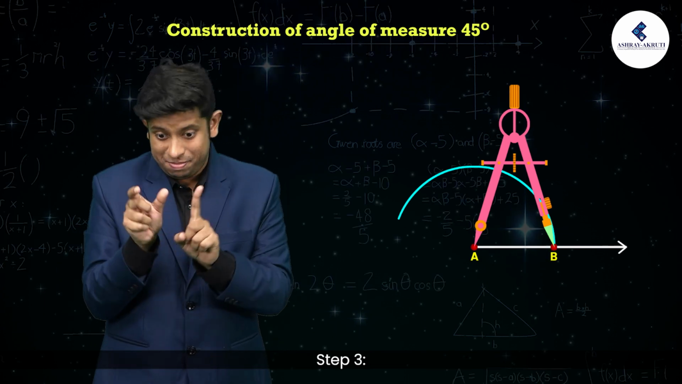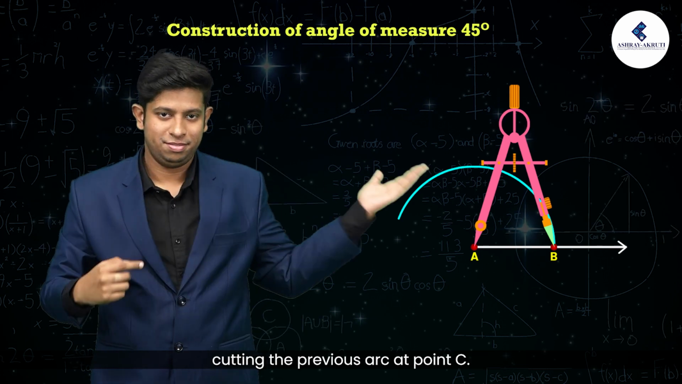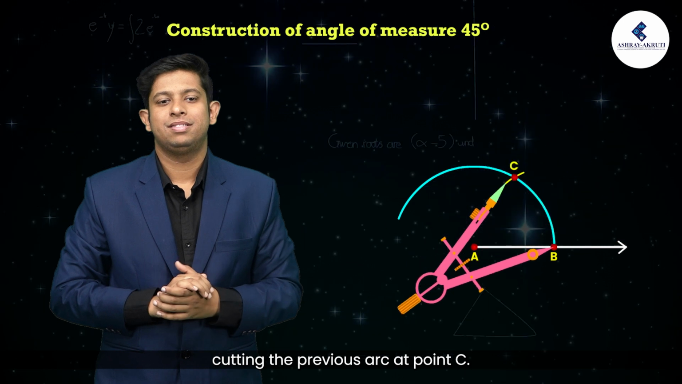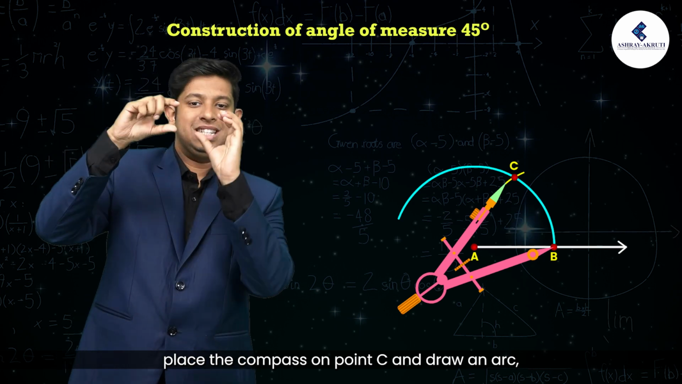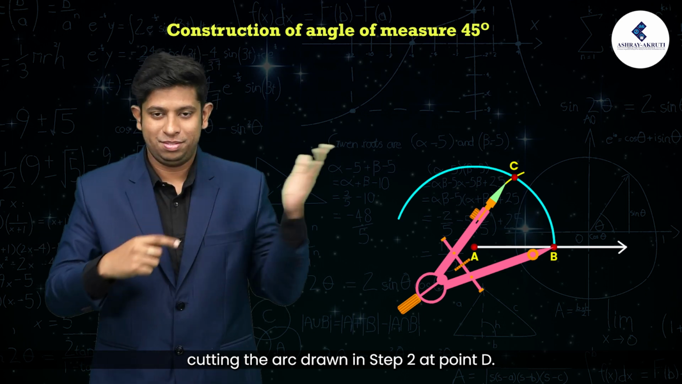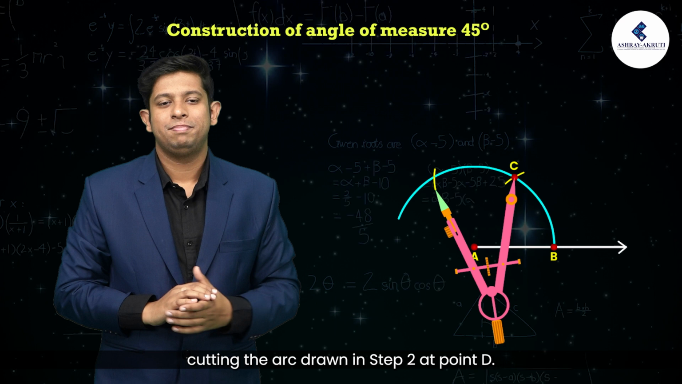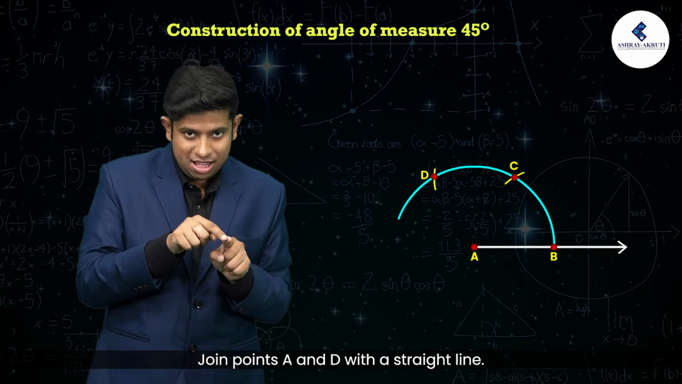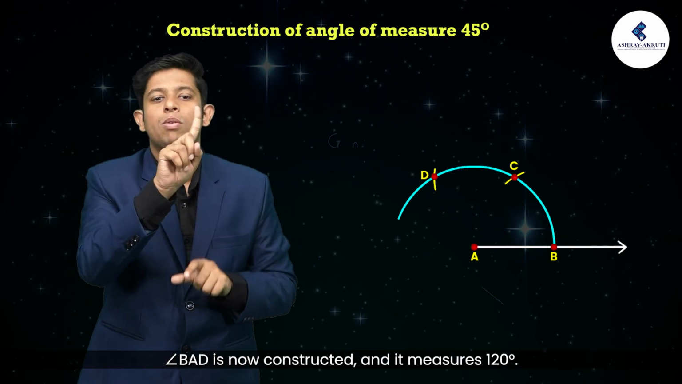Step 3. With the same radius, use B as the center to draw another arc cutting the previous arc at point C. Step 4. Using the same radius, place the compass on point C and draw an arc, cutting the arc drawn in step 2 at point D. Step 5. Join points A and D with a straight line. Angle BAD is now constructed and it measures 120 degrees.